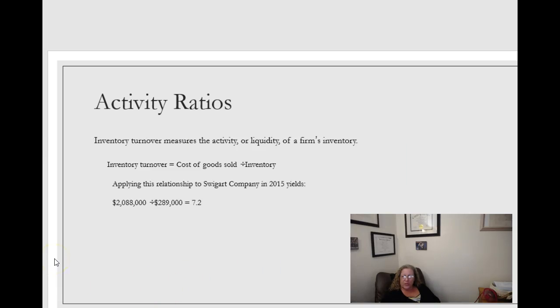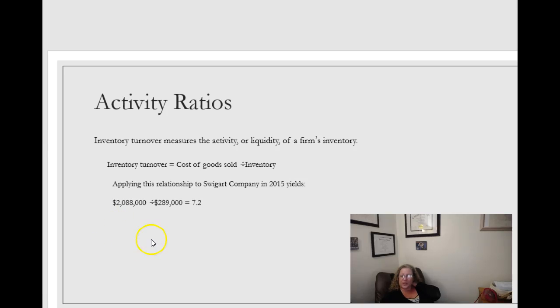Activity ratios. These tell us the activity or the liquidity of a firm's inventory. This is inventory turnover, and it is the cost of goods sold divided by inventory. So here, if we look at the cost of goods sold, 2,088,000 divided by 289,000, this gives us an inventory turnover ratio of 7.2.